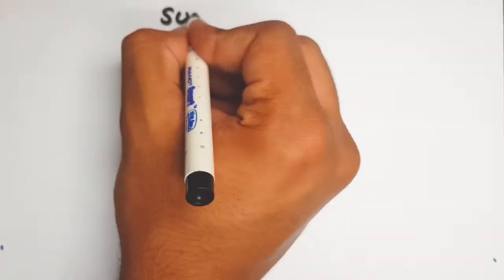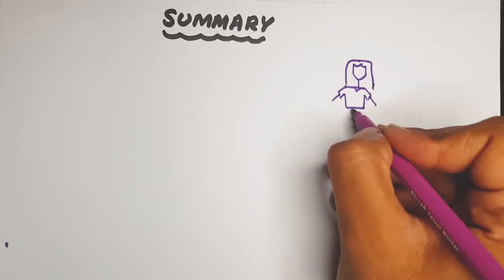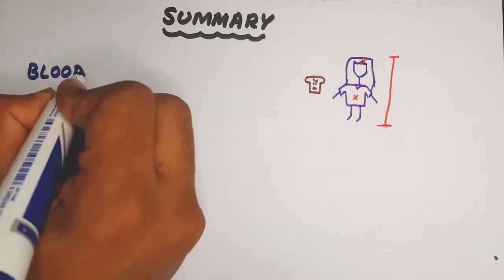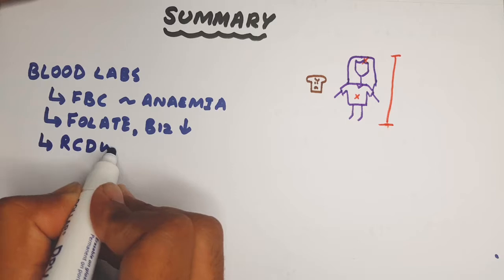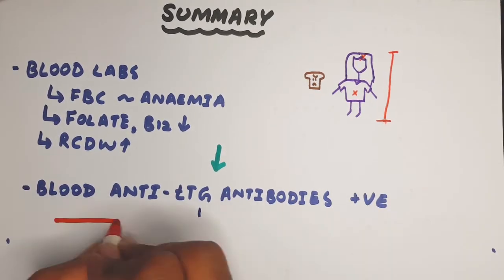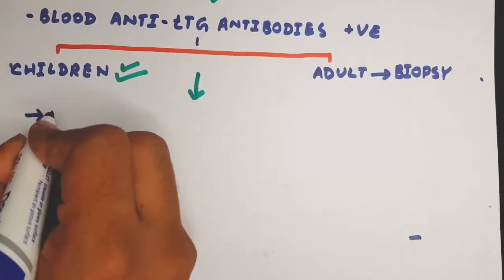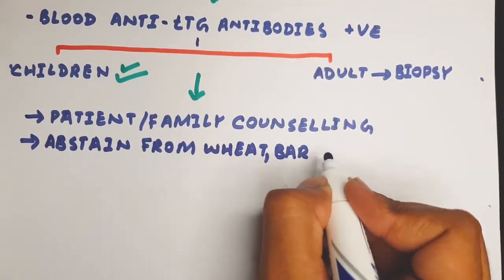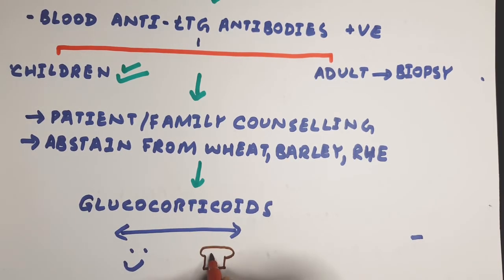To summarize, you may see a young girl who complains of headache, weakness, and an upset stomach when eating whatever is made at home. She will have a short stature and will visibly be weak. We'll start off with the blood labs, checking for anemia and the folate and B12 levels, as well as the red cell distribution width. And then we move to the antibody test, which when come out positive, if it were an adult, we'd go for a biopsy, but in children, this itself is diagnostic. Then we need to counsel the patient and the family about the disease and tell them to abstain from wheat, barley, and rye. If the symptoms still persist, we move to glucocorticoids.